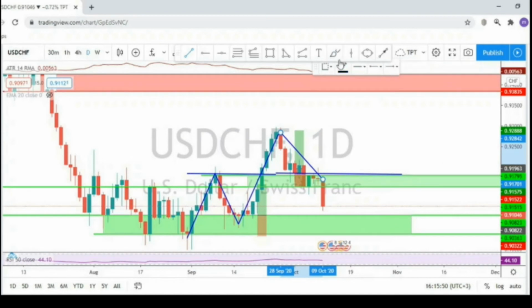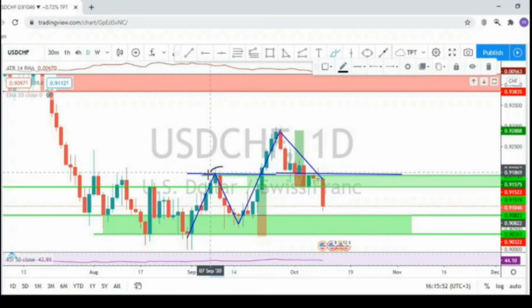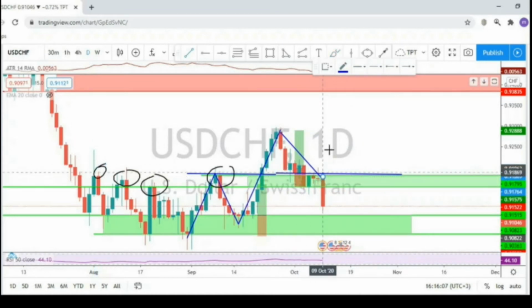I call this a powerful level of structure because it was tested here as resistance, here as resistance, here as resistance, and here as resistance. So I marked it as a powerful level of support, where this market would find support and continue to the upside.